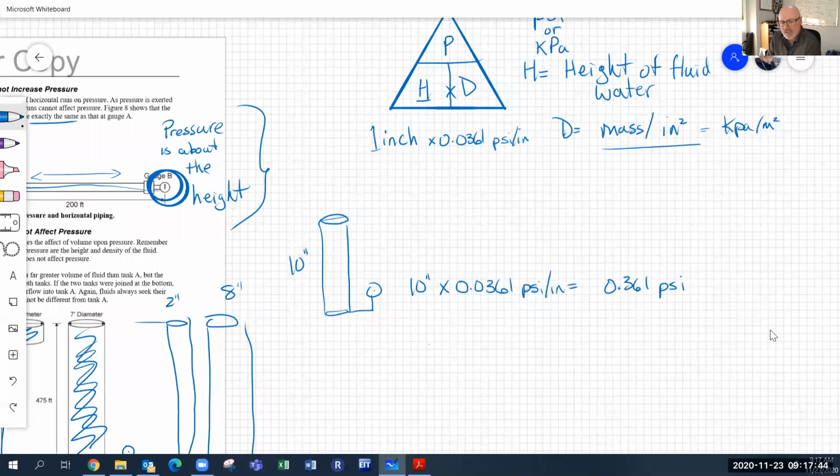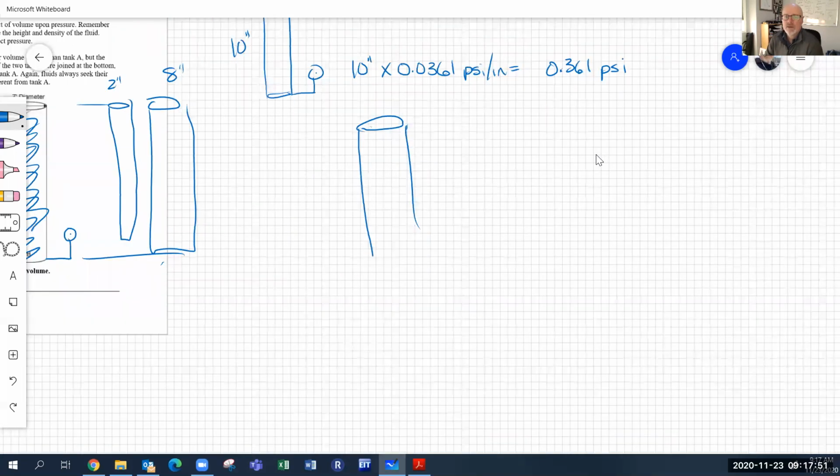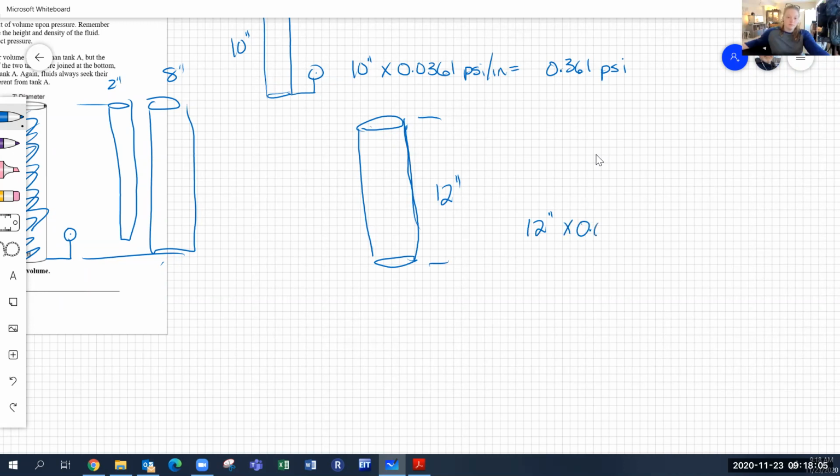So what happens if I had a vessel or a pipe that was 12 inches in height? So I could say 12 inches multiplied by 0.0361 psi per inch, that would equal 0.433 psi.